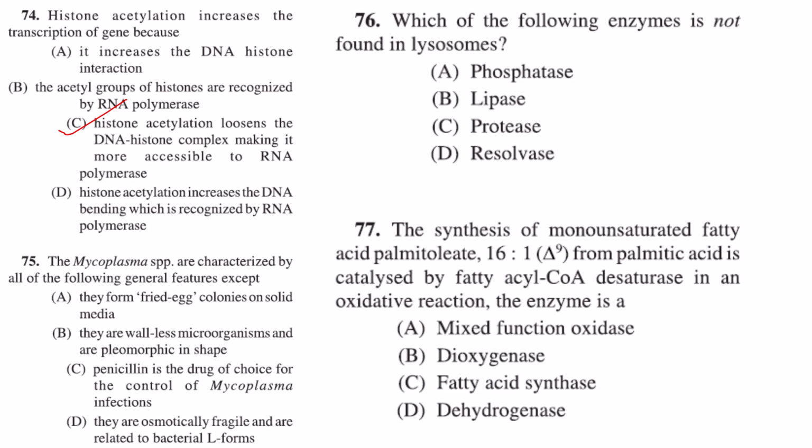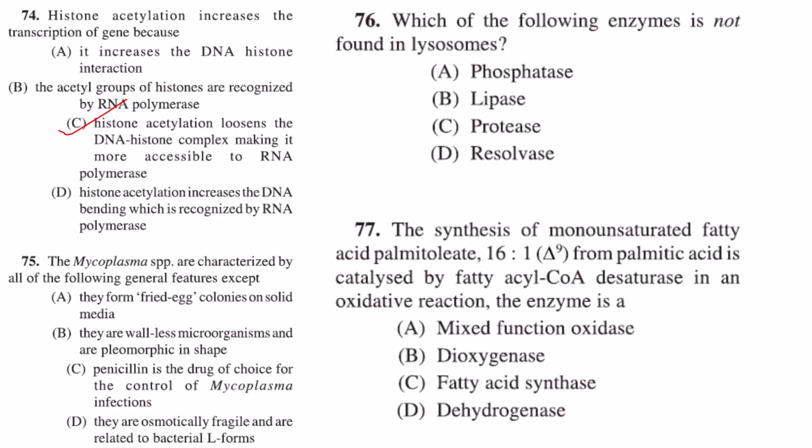Then the Mycoplasma species are characterized by all of the following general features except. So Mycoplasma, they do not have a cell wall. So they are resistant to the beta-lactam antibiotics such as penicillin, because penicillin works by inhibiting the cell wall synthesis. So Mycoplasma, no cell wall, no action with beta-lactam antibiotics like penicillin.